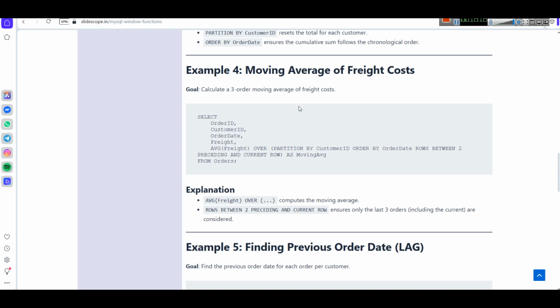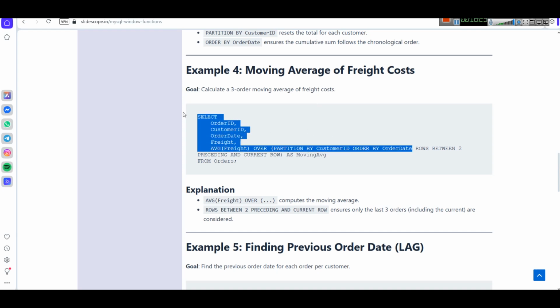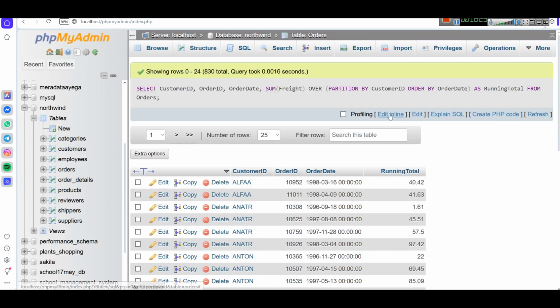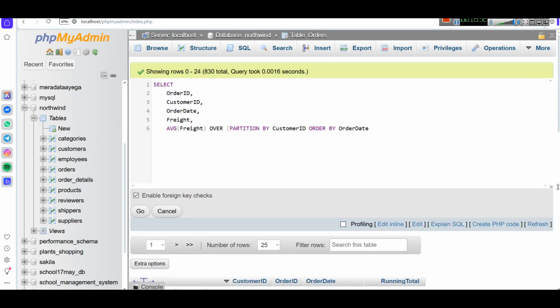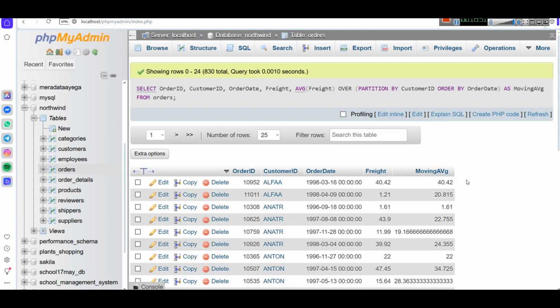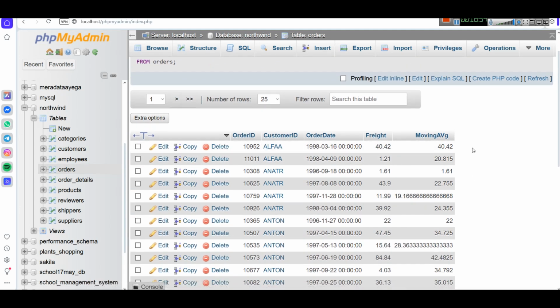So basically, if you just write up to this point, this will be the moving average. So let's write up to this point only. Here we are writing partition by customer ID as moving average, from orders. When you write that, you will see it is showing for Alpha, up to this point what is the moving average, up to this point what is the moving average.